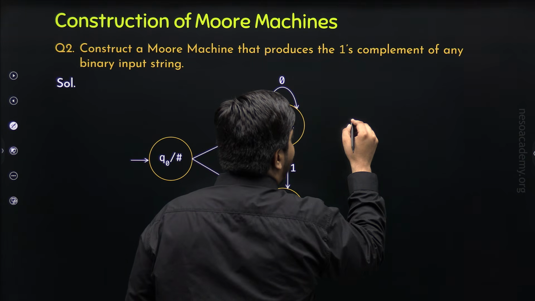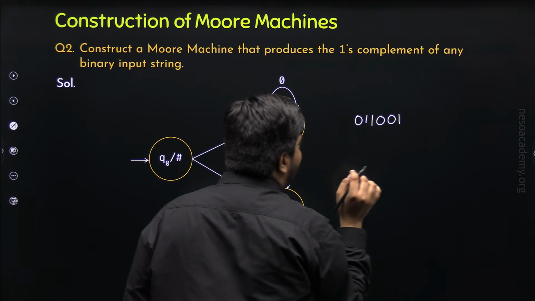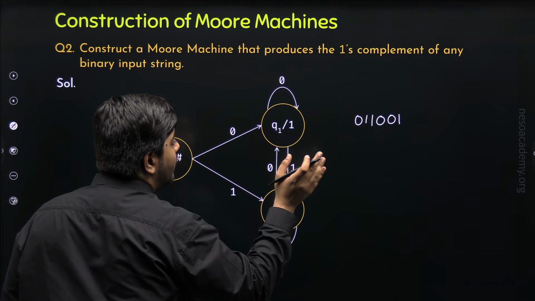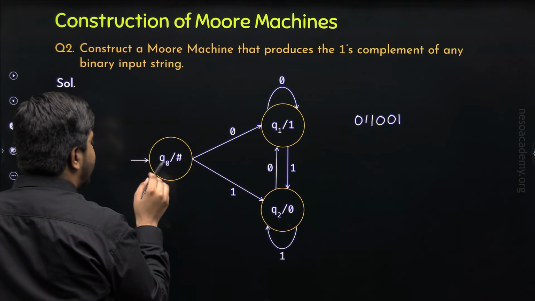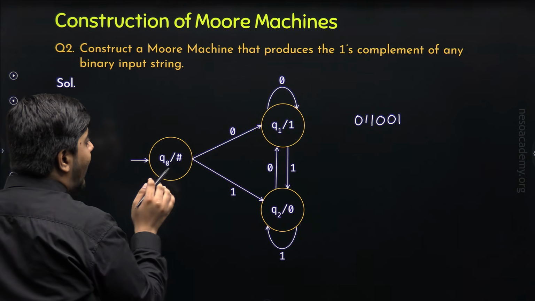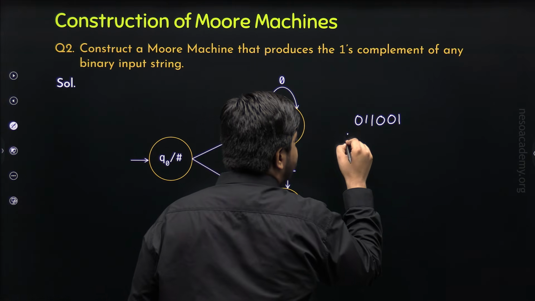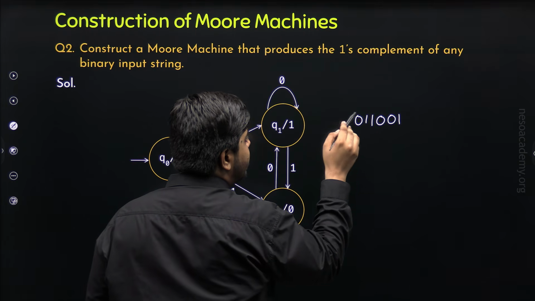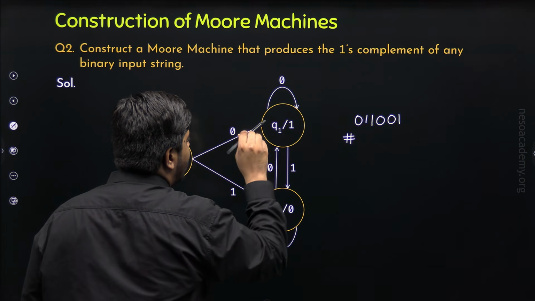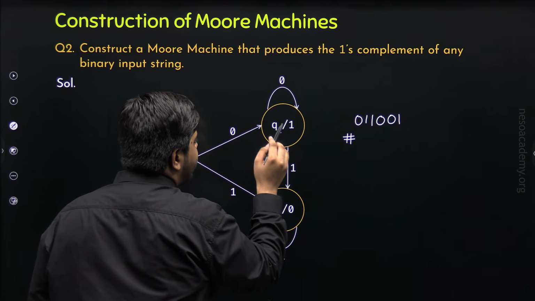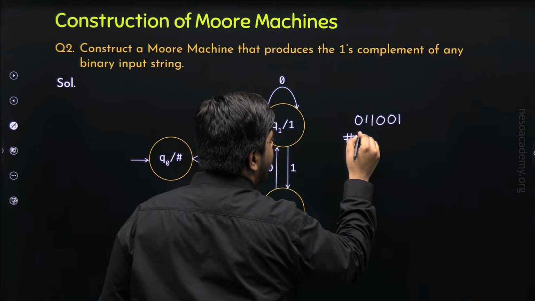Let's take our input string as 0, 1, 1, 0, 0, 1. And now using this machine, we need to calculate the 1's complement of this input binary string. So we will start with the initial state, that is Q0. Now as you can see, without even reading an input symbol, I am getting the output symbol hash. So the first output symbol is hash. Now the first input symbol is 0. So I am at the state Q0 and the first input symbol is 0. After getting the first input symbol 0, I will reach the state Q1 and the output is 1. So for this 0, the output is 1.